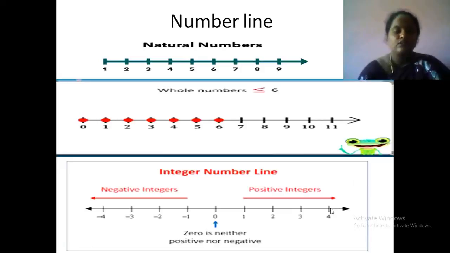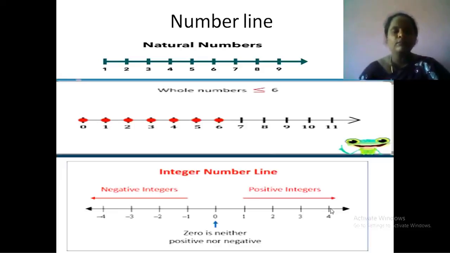So in this case we don't have a smallest integer, we don't have a highest integer, but we can say negative and positive integers are there. So what about 0? 0 is neither positive nor negative. 0 is not positive, not negative.